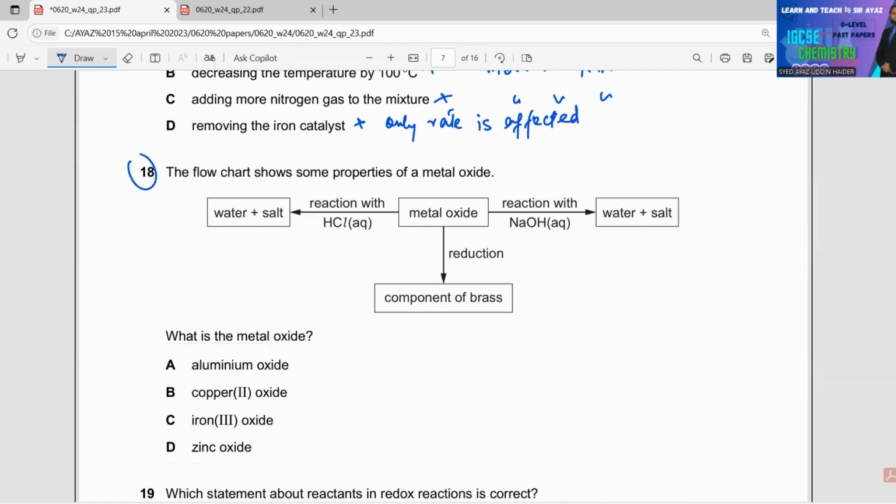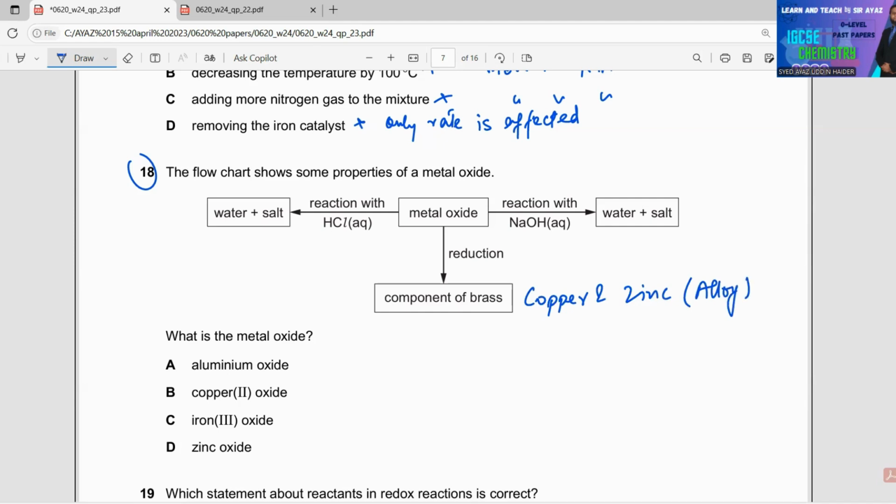18. The flow chart shows some properties of a metal oxide. We have a metal oxide. If it's reacted with hydrochloric acid, you are getting water plus salt. And if it's reacted with sodium hydroxide, again it's producing water plus salt. And on reduction, it will give component of brass. Brass is an alloy. In fact, brass is an alloy of copper and zinc.